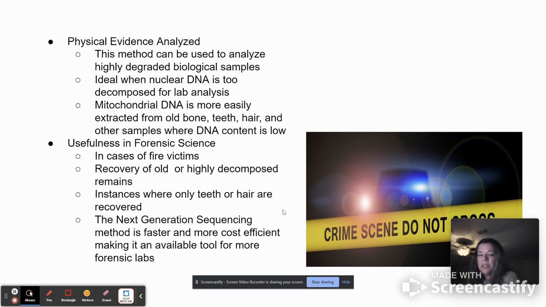The usefulness of this method in forensic science: in case of fire victims, recovery of old or highly decomposed remains, instances where only teeth or hair are recovered. The next generation sequencing method is faster and more cost efficient, making it a valuable tool for more forensic labs.